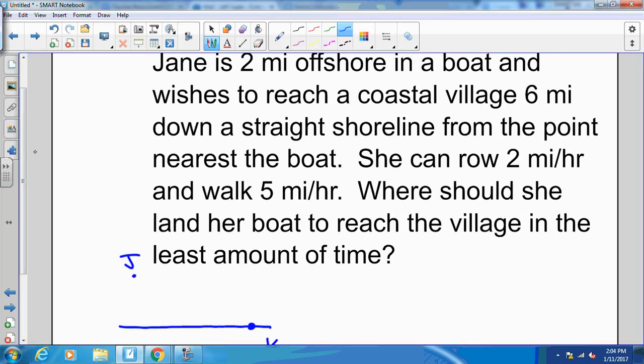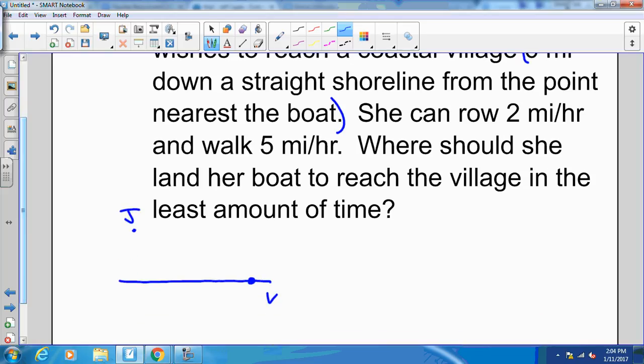Now they have this phrasing: 6 miles down a straight shoreline from the point nearest the boat. That's really awkward phrasing. Let's see what it's saying. What it's saying is, if I go on the shoreline to the point that is nearest to the boat, then the village is 6 miles away from that point. The village is 6 miles down the shoreline from the point nearest to the boat.